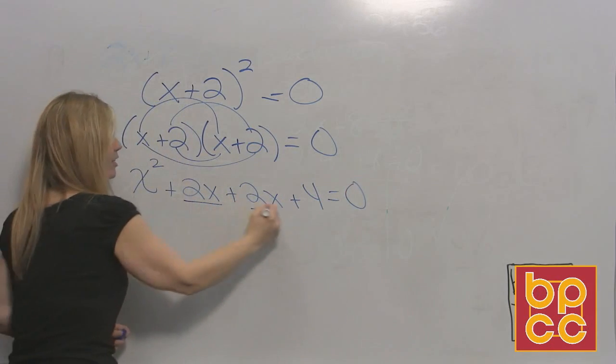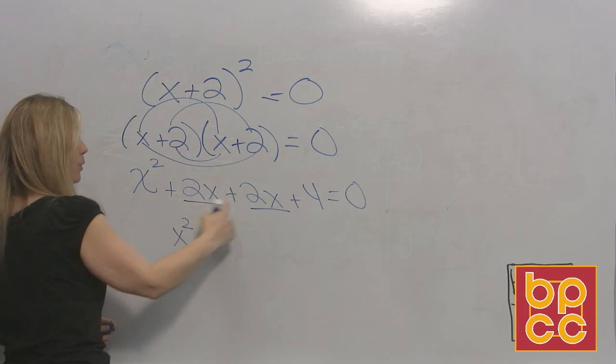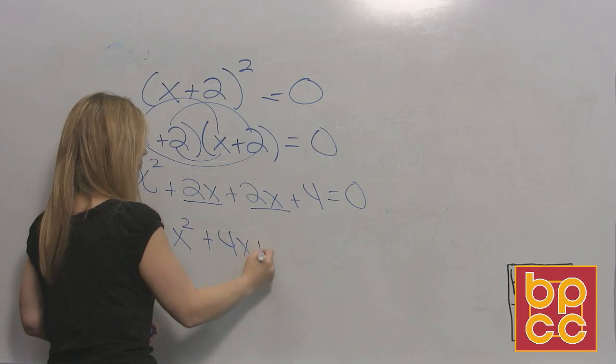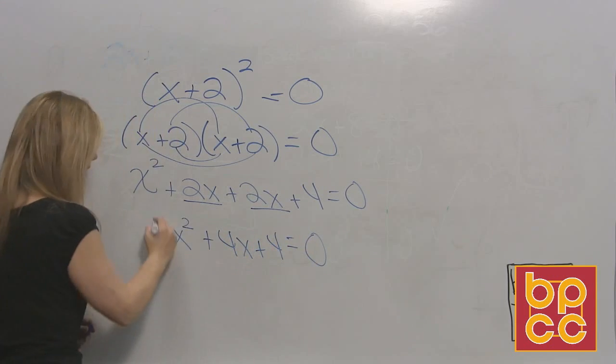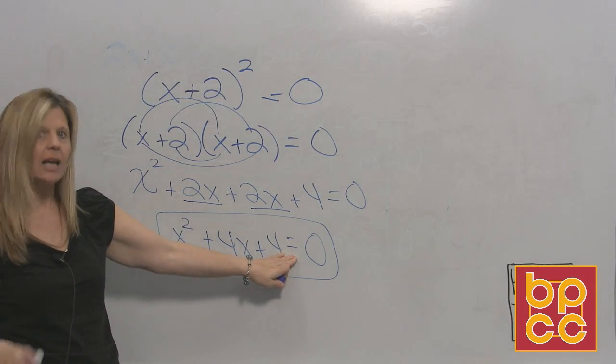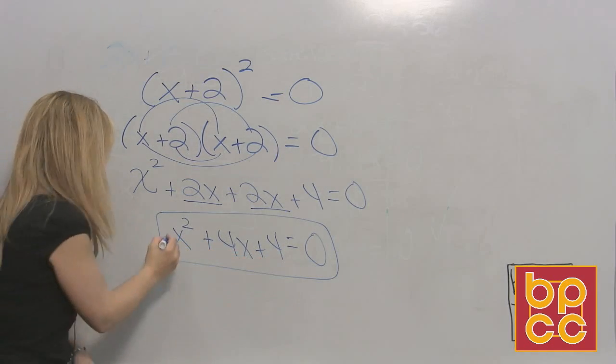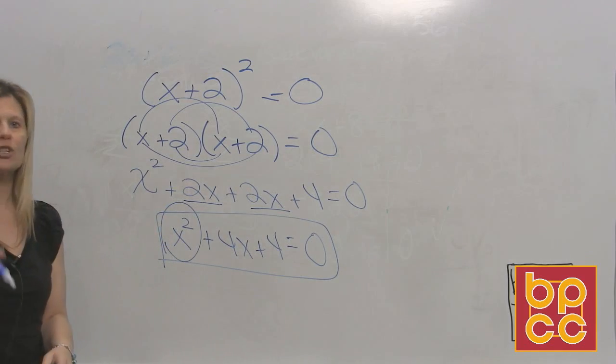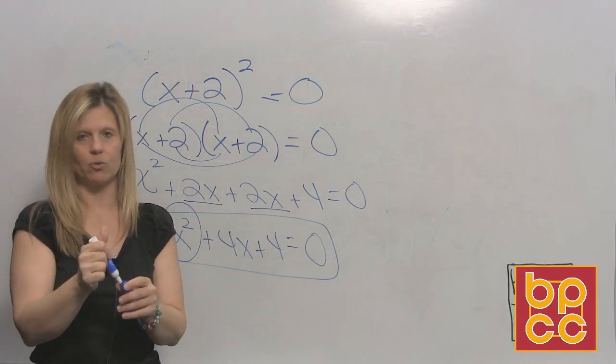Okay, we collect like terms like we always do with FOIL. 2x plus 2x would be 4x. And if you look at that equation, it's an equation because it has an equal sign. It's quadratic because it has an x squared, which guarantees you're going to get me two answers.